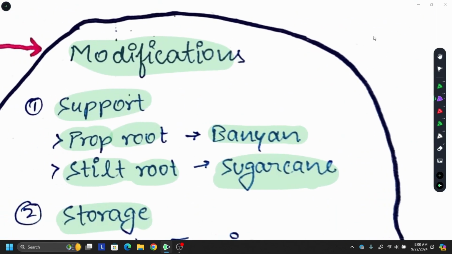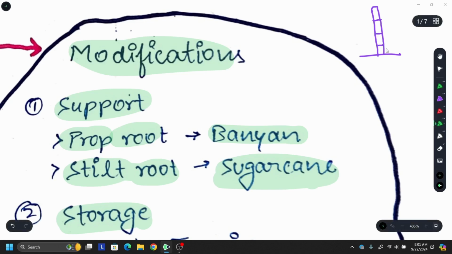For example, if you draw a sugarcane here, you can see sugarcane is divided into nodes and internodes. You will understand in the following pages what are nodes and internodes. But you have seen sugarcane, and the stick of sugarcane is divided like this. Now these parts are called nodes. And in the last node, for example, here, from the last node there are roots arising. These are called stilt roots.